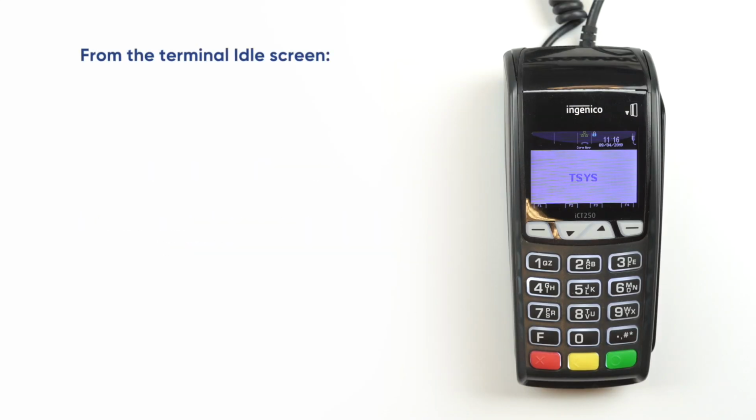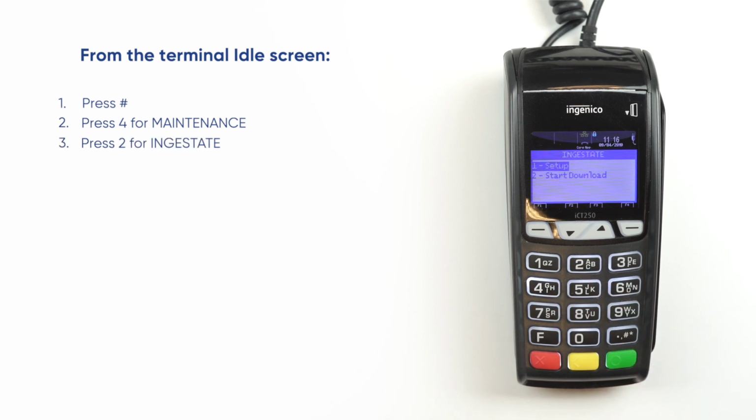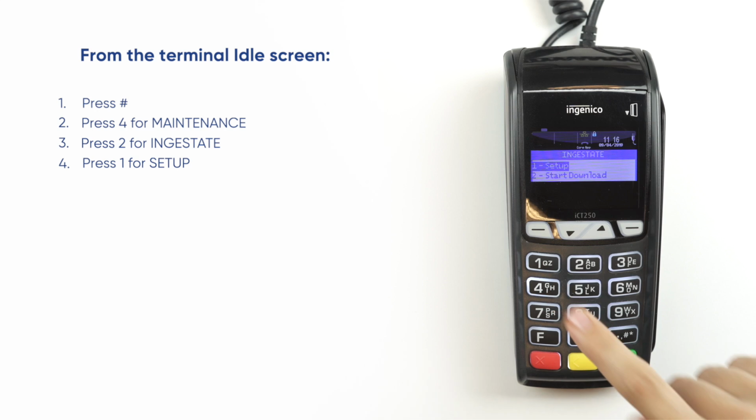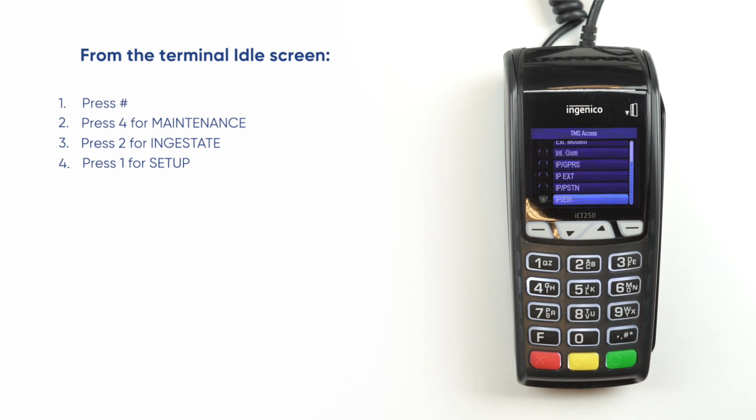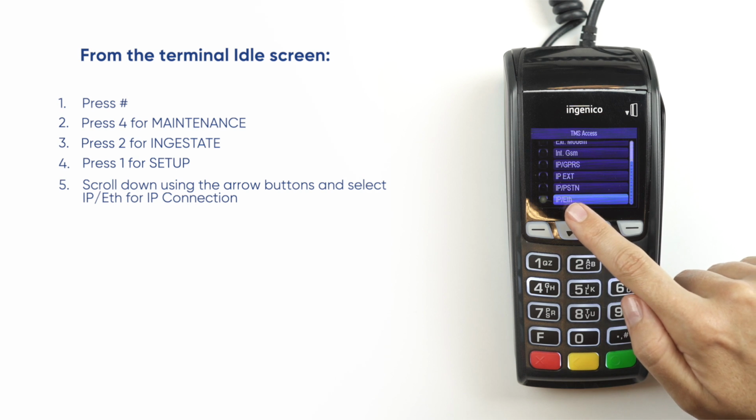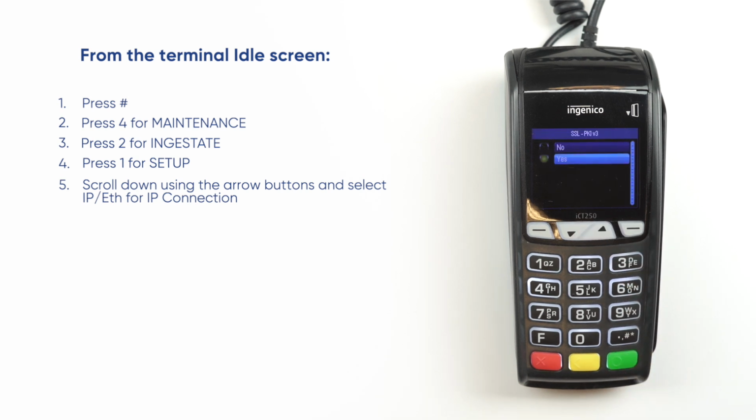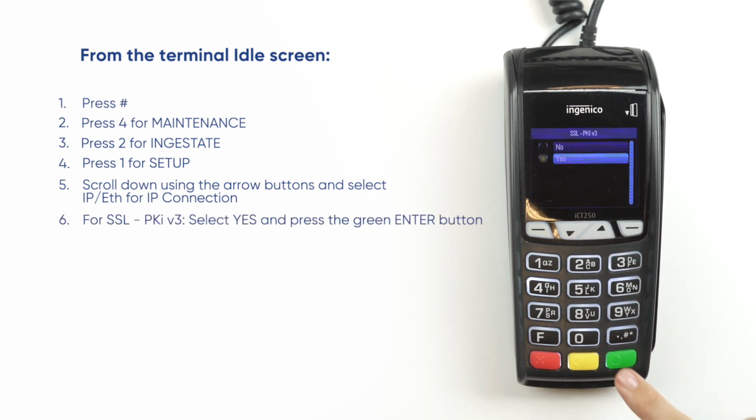From the terminal idle screen, press pound. Press 4 for maintenance. Press 2 for Ingestate. Press 1 for setup. Scroll down using the arrow buttons and select IP ETH for IP connection. For SSL-PKI v3, select Yes and press the green Enter button.